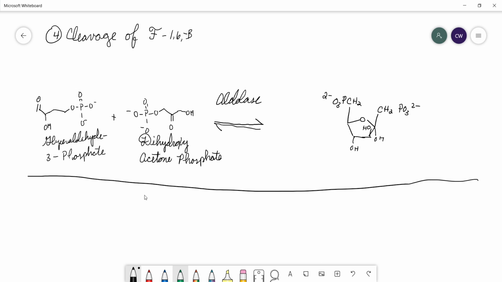After that, we'll talk about the enzymes that are involved in some more detail, how glycolysis is regulated in detail, and then we will go into gluconeogenesis.